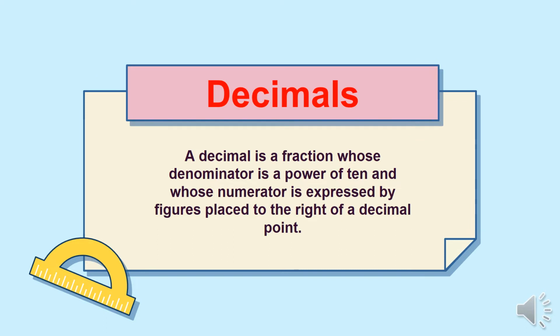Children, let us quickly understand a decimal. A decimal is a fraction whose denominator is a power of 10 and whose numerator is expressed by figures placed to the right of a decimal point. In short, a fraction like 7 upon 10 can be expressed in decimals as 0.7, or 8 upon 100 can be written as 0.08.